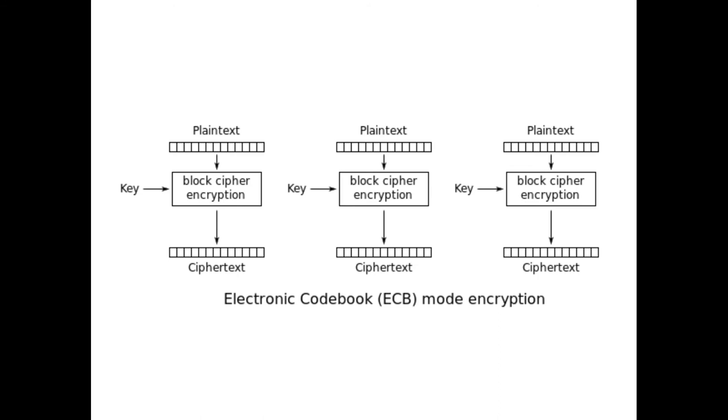Right, visually, courtesy of Wikipedia, we have a plain text, we have a key, we have the block cipher, we have the ciphertext. And every single block is treated separately. If the same plain text appears twice, we'll see the same ciphertext twice. Right? And this is the same mechanism by which we can defeat the Caesar cipher and the other ciphers that we saw through this frequency analysis. And the decryption operation is the same, except now the block cipher is in decryption mode.